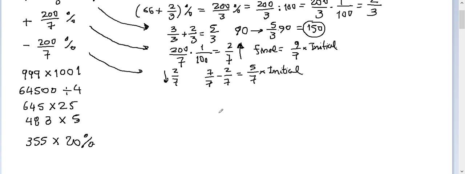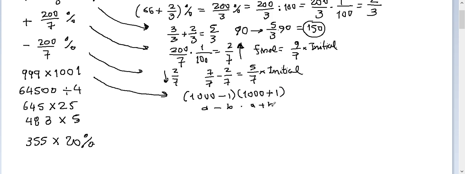Some other operations have shortcuts, very smart shortcuts. For example, this one here can be written 1000 minus 1 times 1000 plus 1. I remember the identity a minus b times a plus b from school. This is a squared minus b squared. So this is 1000 squared minus 1. It means 1 million minus 1, 999,999. Okay, so it's 1 less than 1 million.